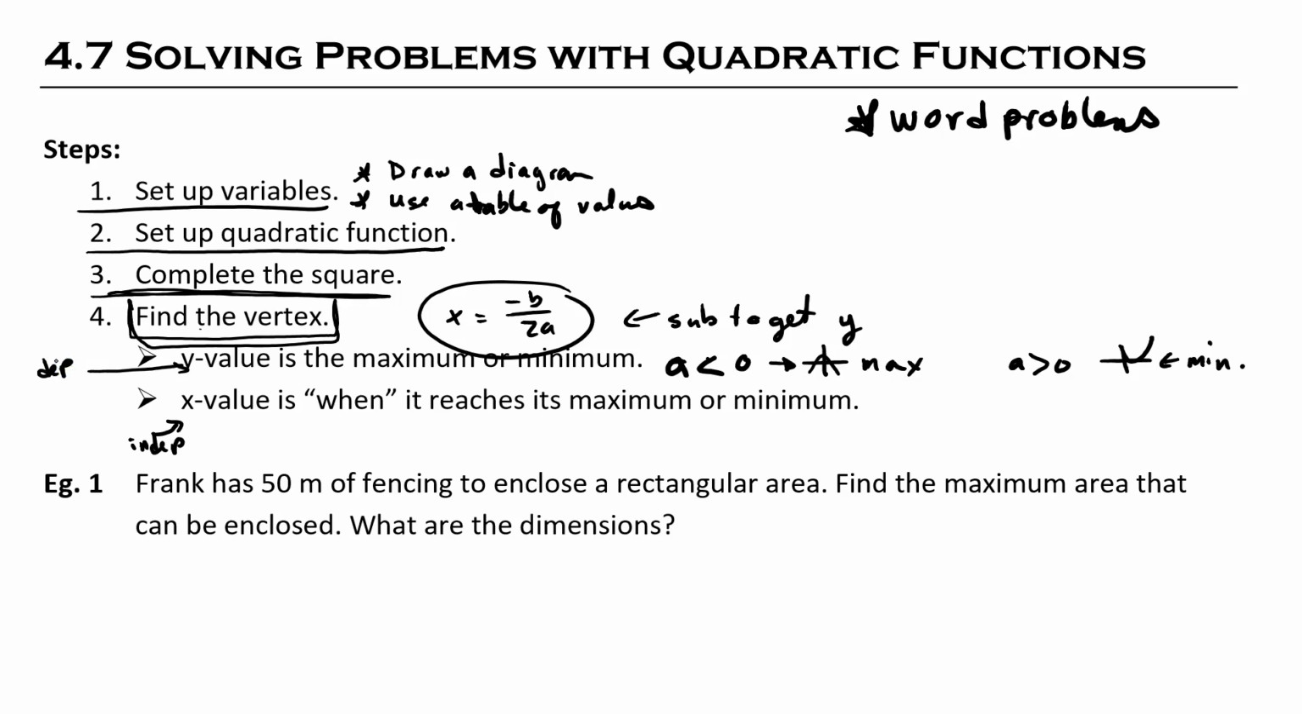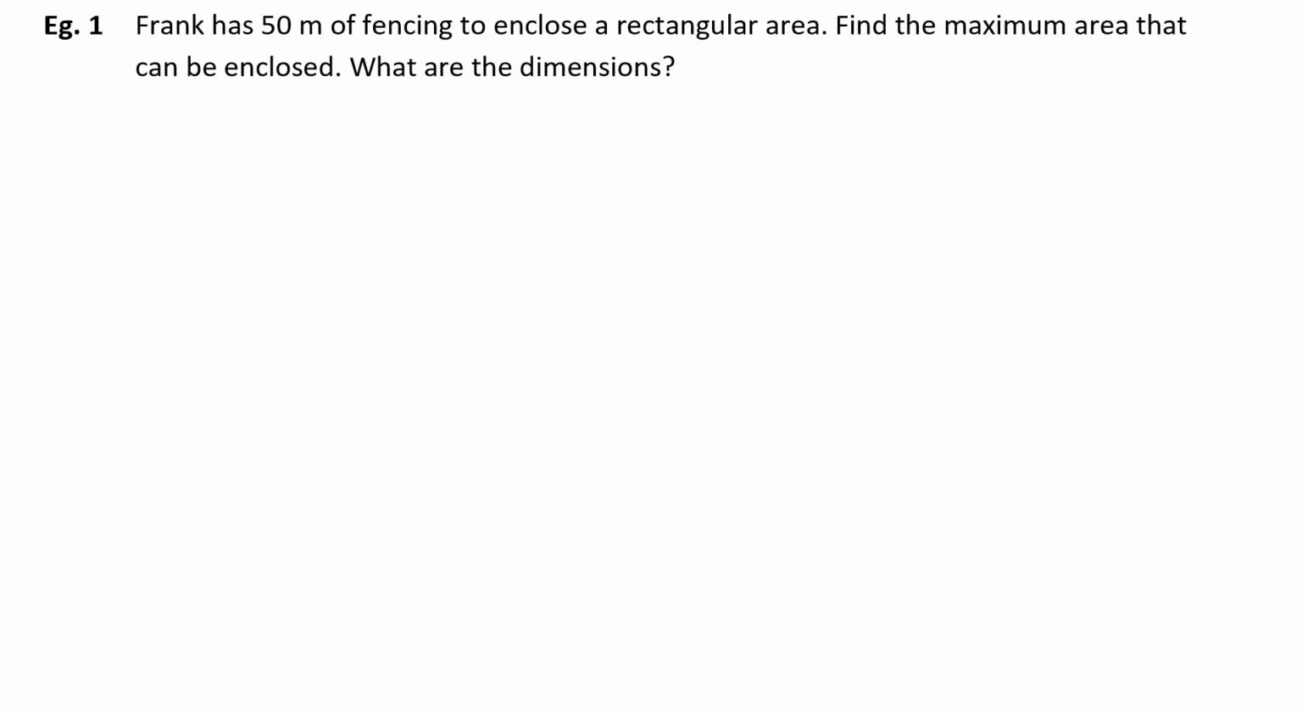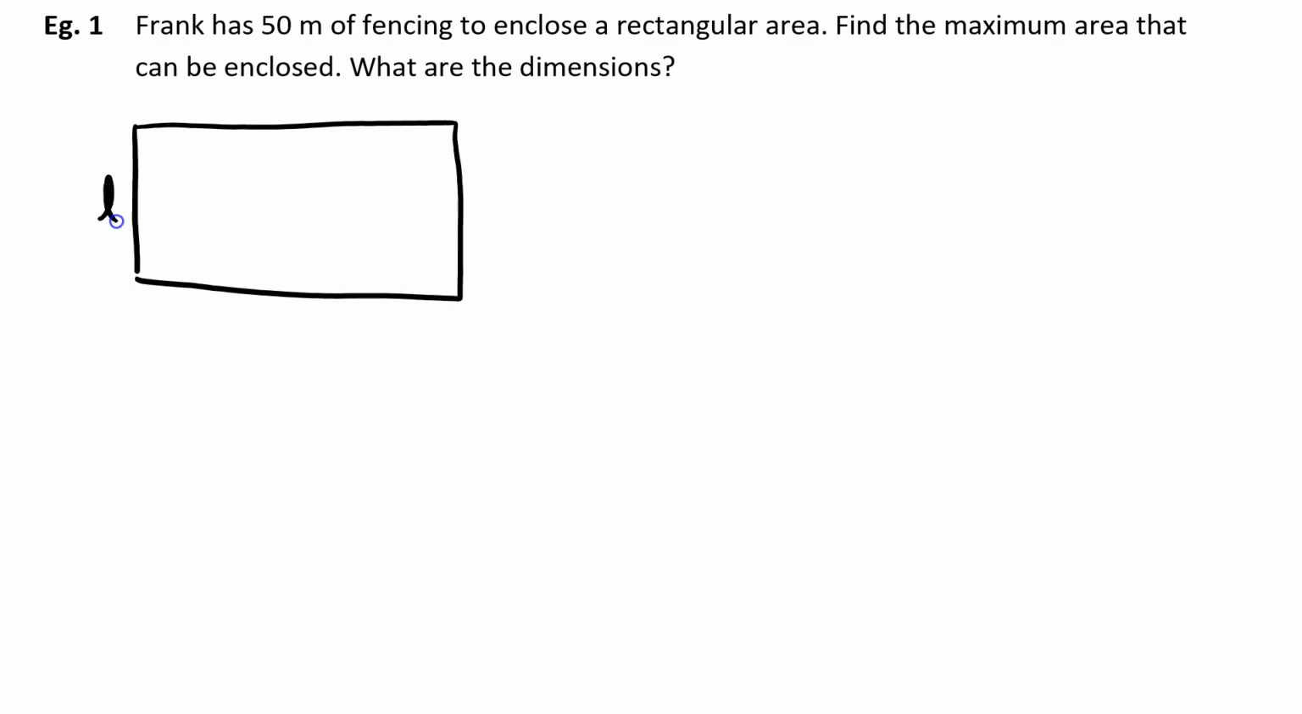So let's just go through this first one. Remember, I'm not going to complete the square for this one because it actually gives us a really nice form that we don't have to. So Frank has 50 meters of fencing to enclose a rectangular area. So I'm just going to draw the diagram. Find the maximum area that can be enclosed. What are the dimensions? So I'm going to say length and width, and I'm going to say L equals length.